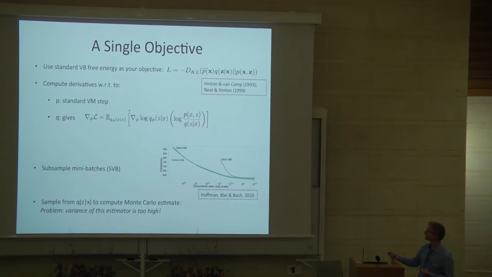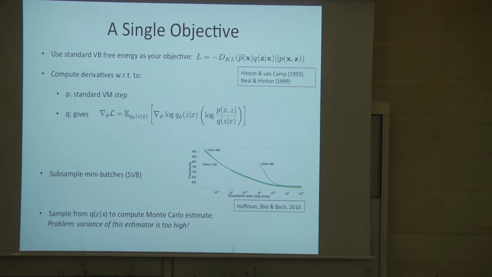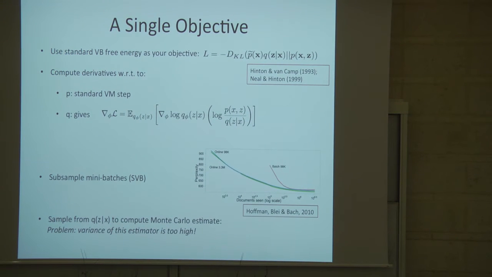When this Q is a computed expression itself, this is not an expectation that you can compute. And typical variational Bayes assumes a Q distribution that's highly tractable, so you can do integrals analytically. But we will step away from that. So this is what we need to approximate.